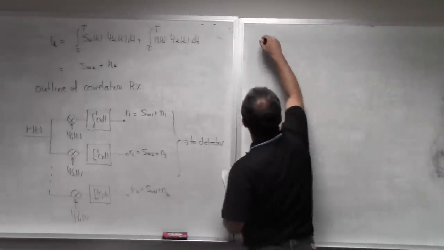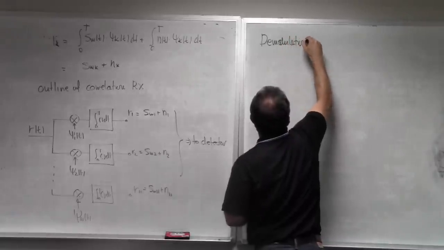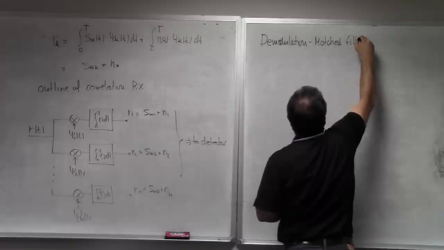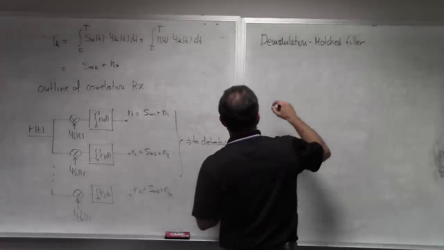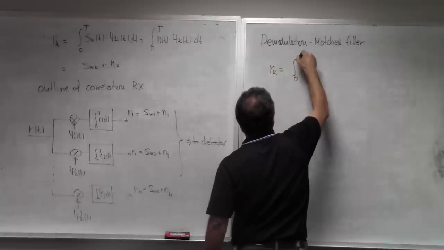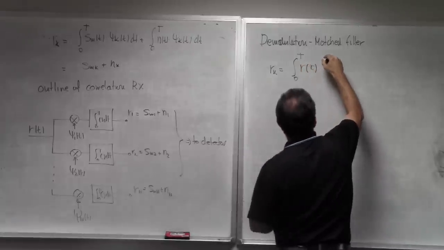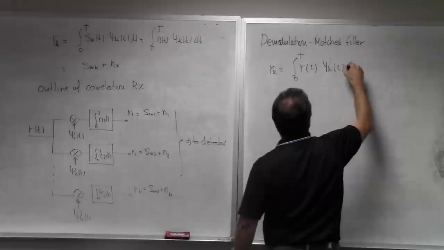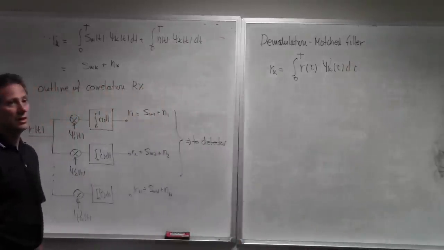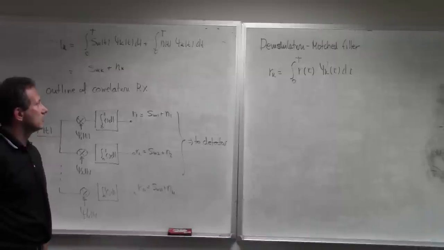So let's look at demodulation with the matched filter. Now, let's take a look at what Rk is. Rk is the integral from 0 to T of r of tau times psi k of tau d tau. Right? What is it that I'm doing? I'm saying that the kth coordinate is a dot product between your received signal and your basis vector.